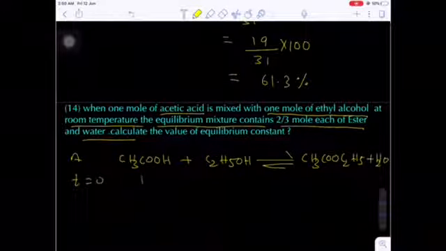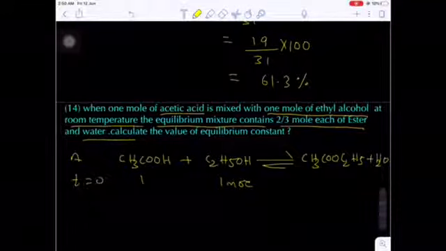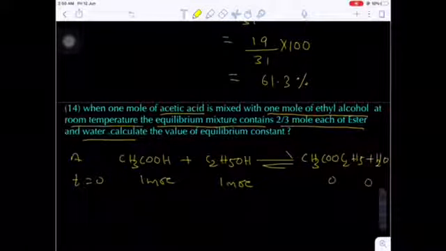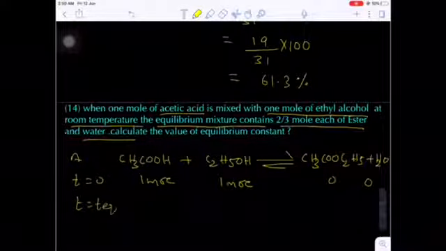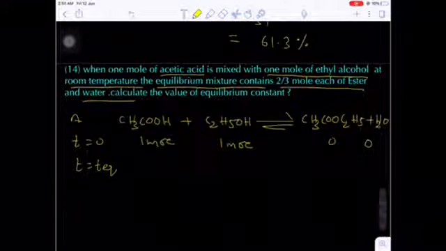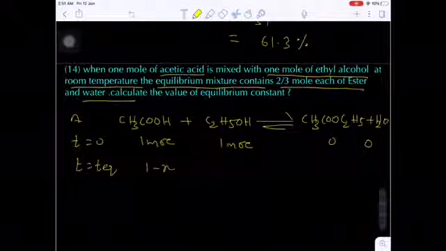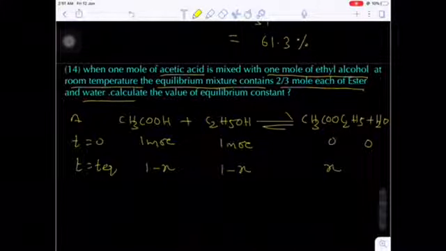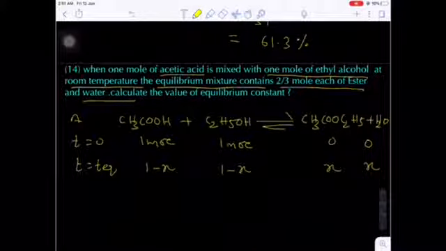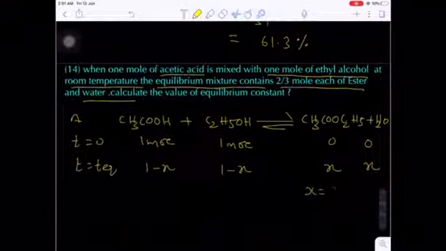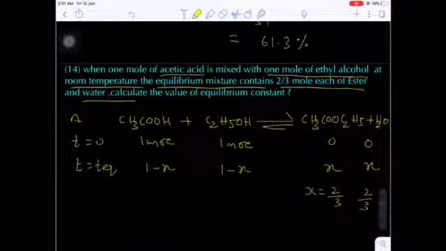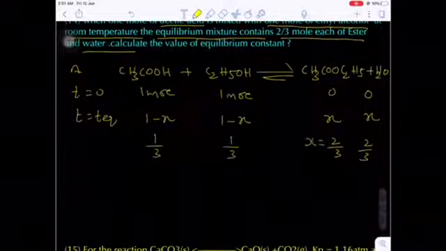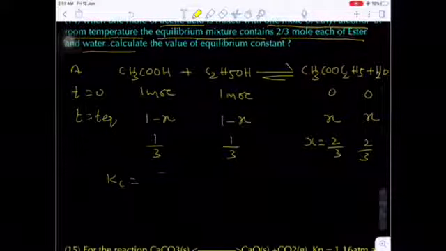Okay. Now here initially 1 mole of acetic acid and 1 mole of ethyl alcohol are present. Now when the system attains equilibrium, 2/3 moles of ester will be formed. Let's suppose x moles of acid decompose, so x moles of alcohol also decompose, and x moles of ester and x moles of water will be formed. What is the x value given to you? 2/3. So here 1 minus x value, 1 minus 2/3, 1/3, 1 minus 2/3, 1/3. Are you getting my point?